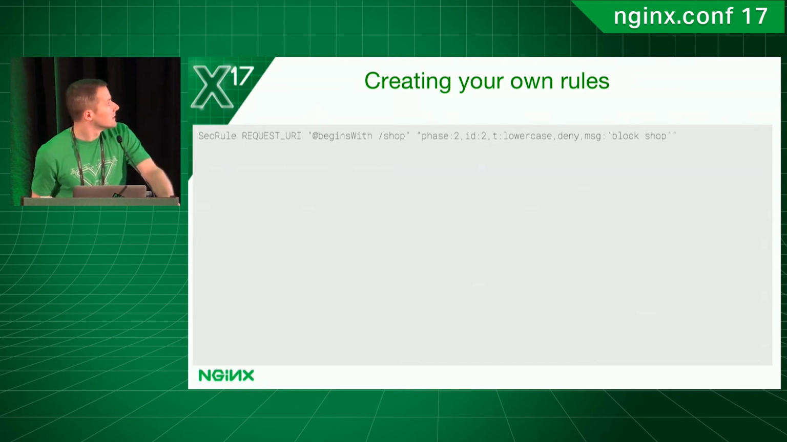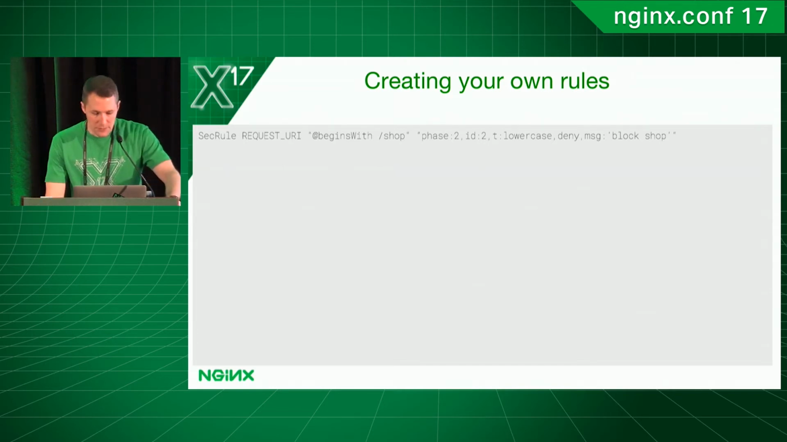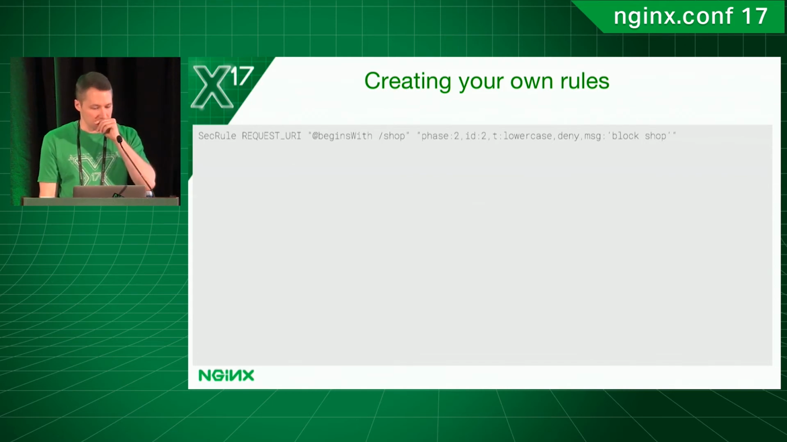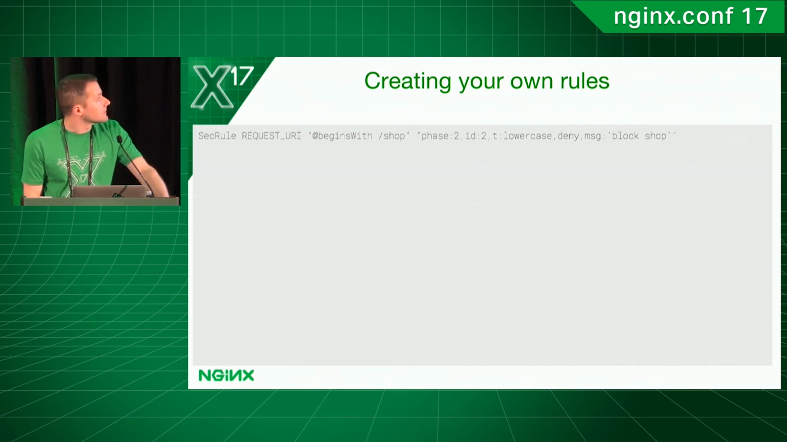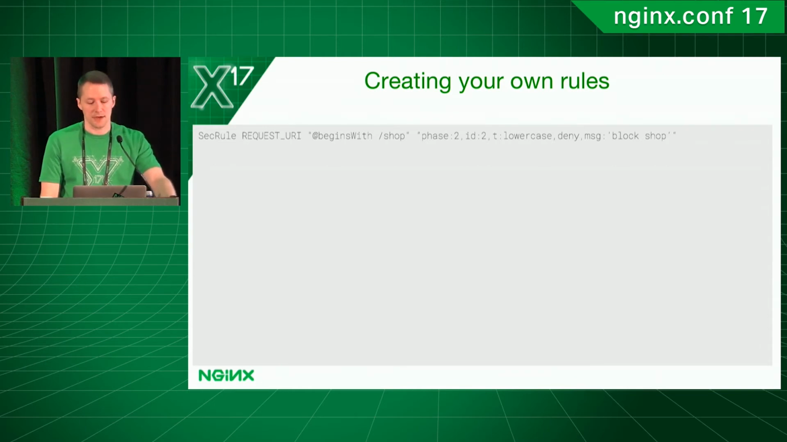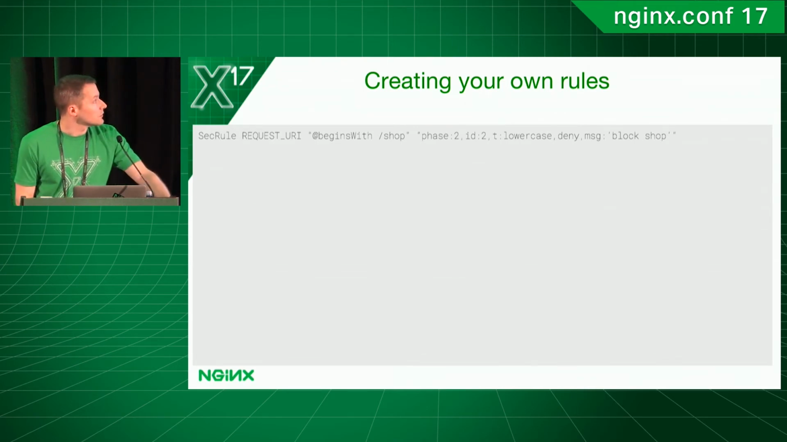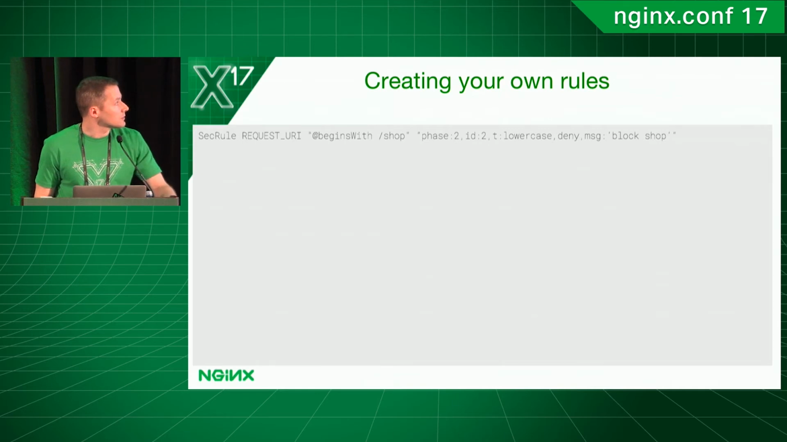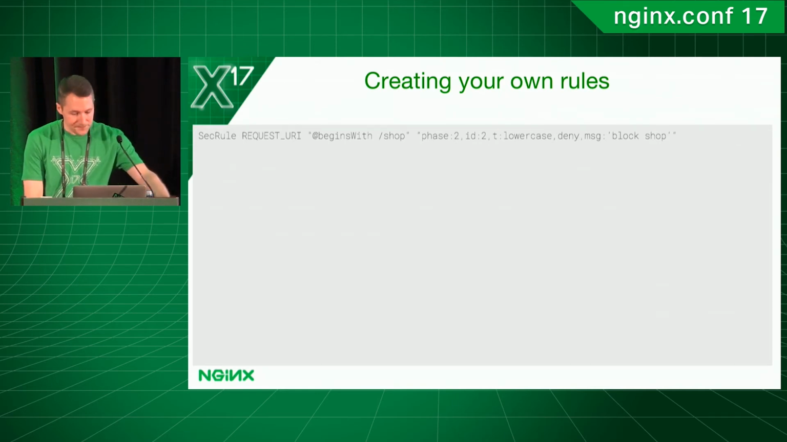Okay, so creating your own rule. This rule here basically looks at the request URI, and if it begins with shop, we're going to block that. So you have a website and you're seeing web crawlers or other clients looking for a URL that doesn't exist, and you want to block that type of traffic. With this rule, we're going to be able to block and log that type of request.